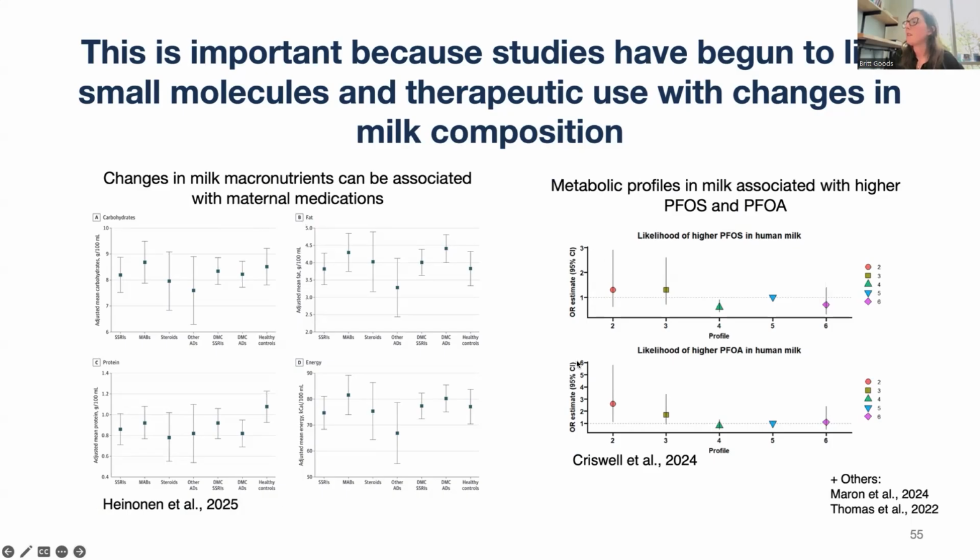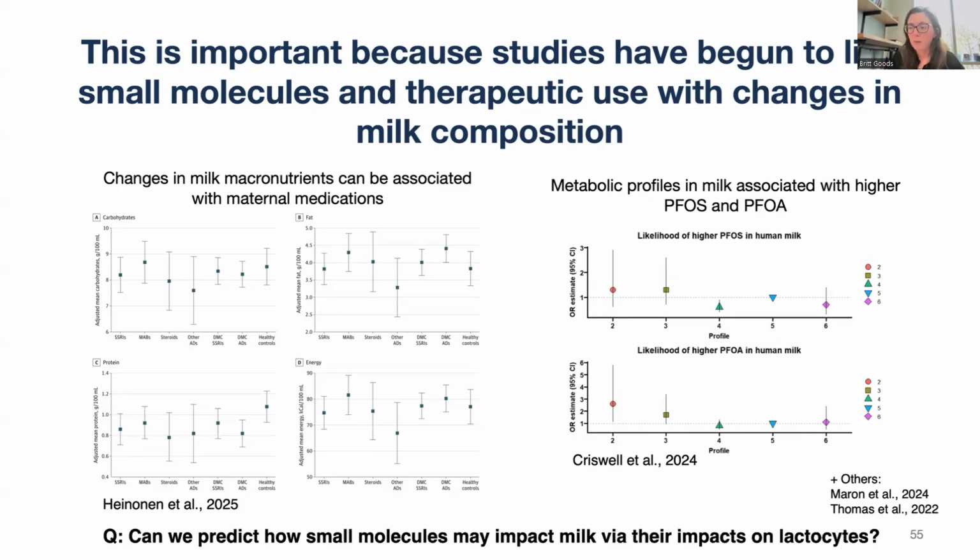And then this is another study from one of our collaborators that showed that metabolic profiles in milk are associated with these forever chemicals, so these PFAS compounds, where you can see each of the metabolic profiles that they identified in milk samples from this very large cohort, and you can see that these can change as a function of either PFOS or PFOA. And there are also a few others that I'm not showing data from on this slide, but I think this is becoming really important and should be important to the field.